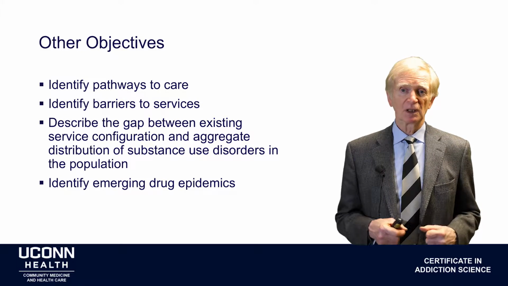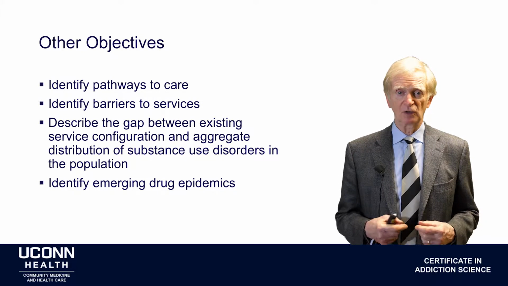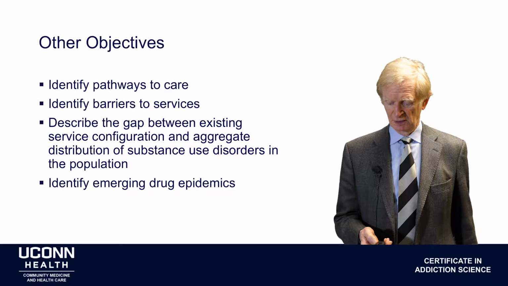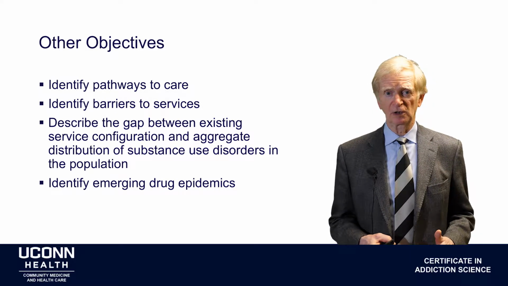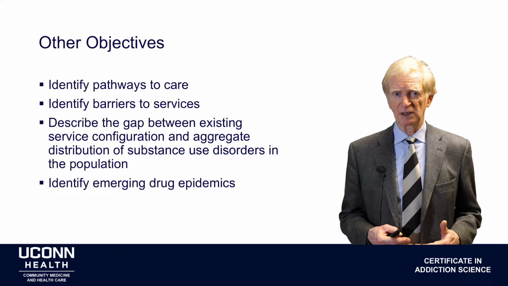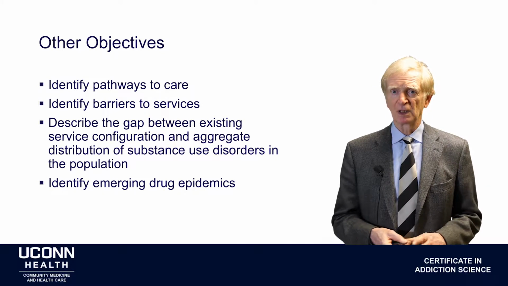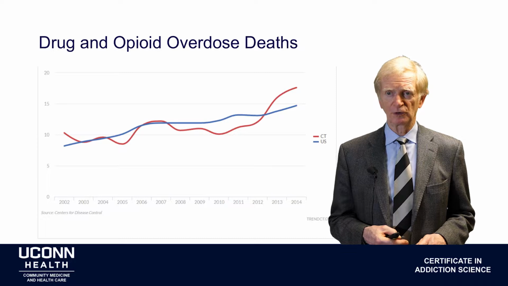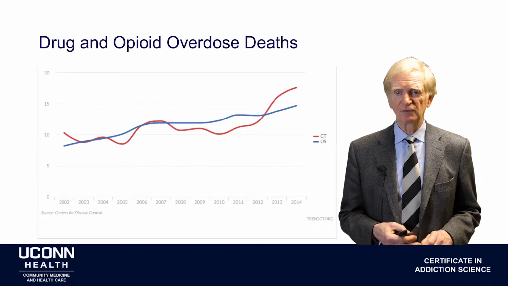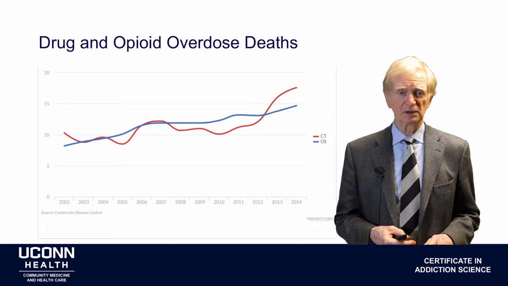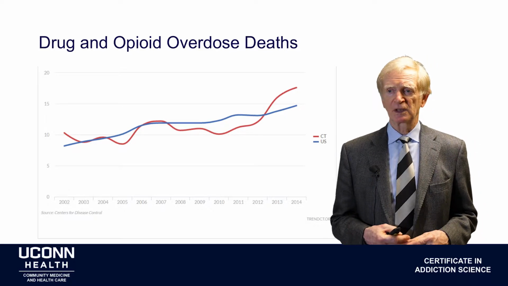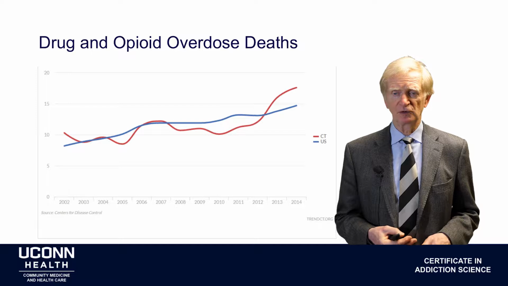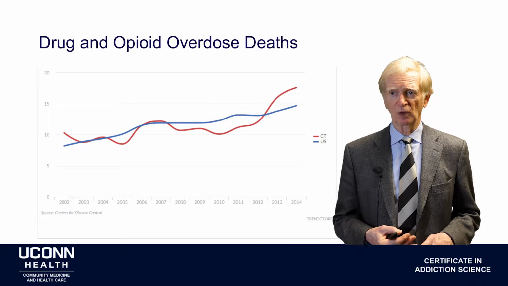And finally, needs assessment can also help to identify emerging drug epidemics. One such drug epidemic that is plaguing the United States now is the opioid overdose deaths that have been increasing since the late 1990s. And this graphic shows Connecticut compared to the US in general.